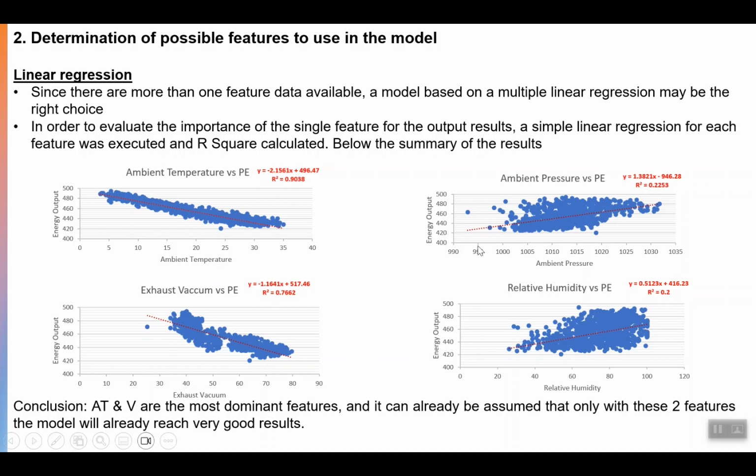So this is a small experiment that we did with all the features for establishing a linear regression equation. In conclusion, we can see that AT and V, which are the ambient temperature and the exhaust vacuum, were the most dominant features in establishing the relationship, and it can already be assumed that with these two features itself, we can create a very good model. Just for our knowledge, we are going to call ambient temperature AT, exhaust vacuum EV, ambient pressure AP, and relative humidity RH from now on for a better understanding of the project.